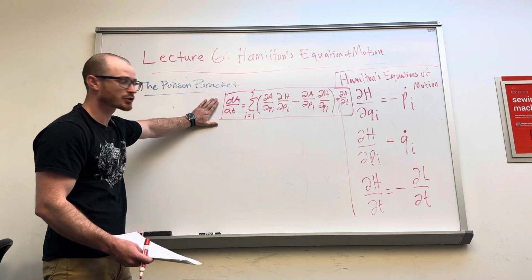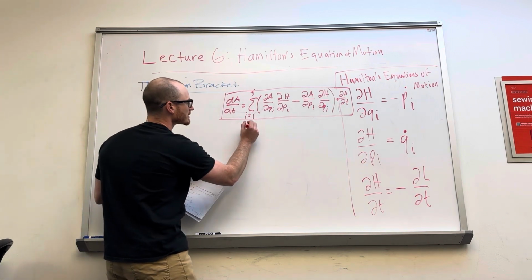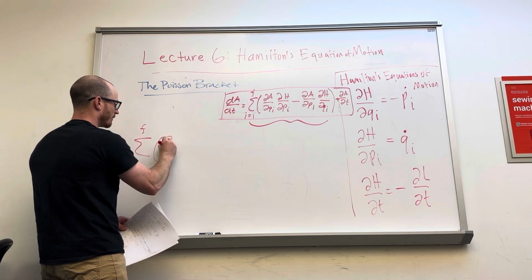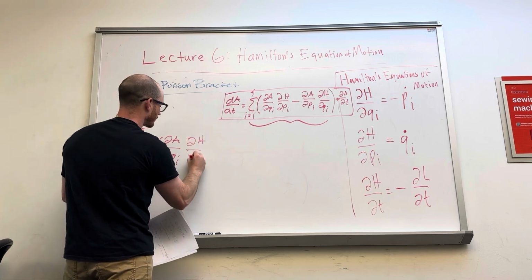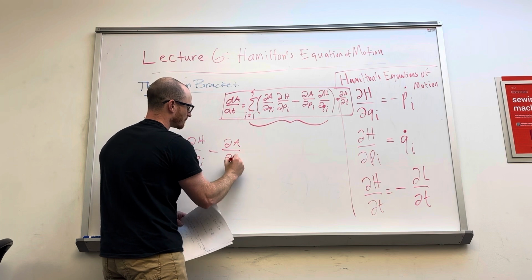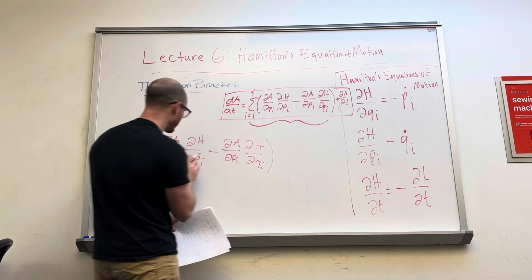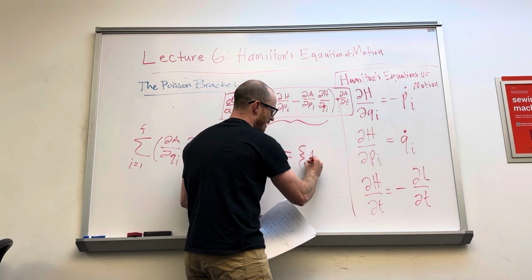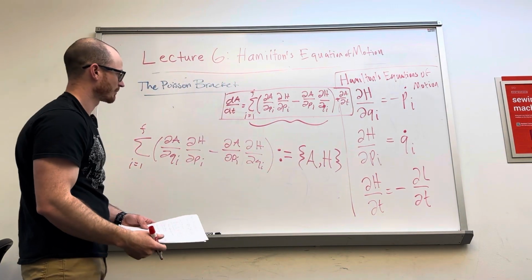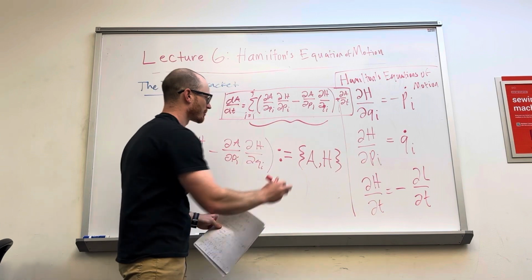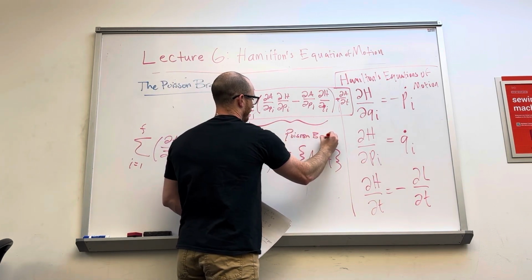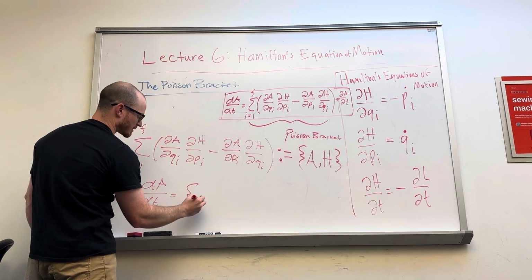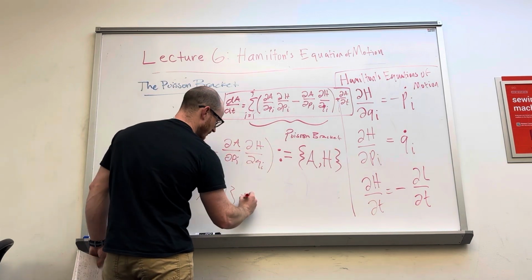This equation here is where we introduce a definition. We're going to call this entire sum, partial A partial qi, partial H partial pi, minus partial A partial pi, partial H partial qi, defined as the Poisson bracket, this curly bracket, of A with H. So this is the definition of the Poisson bracket. So we're going to be able to write dA dt is equal to the Poisson bracket between A and H, plus partial A partial t.